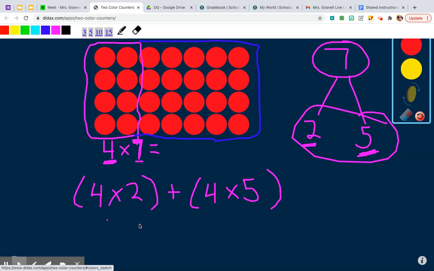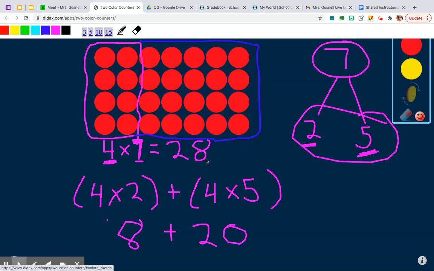So 4 times 2 is 8 plus 4 times 5 is 20. According to distributive property, I can add these 2 numbers together, and that's going to give me the product of 4 times 7. 8 plus 20 is 28. So 4 times 7 equals 28.